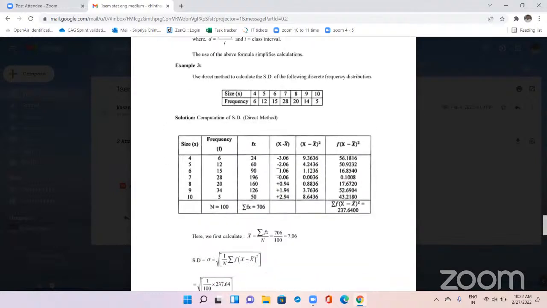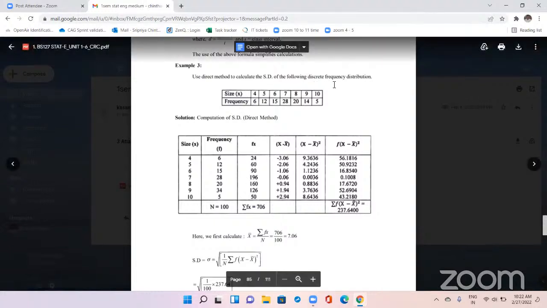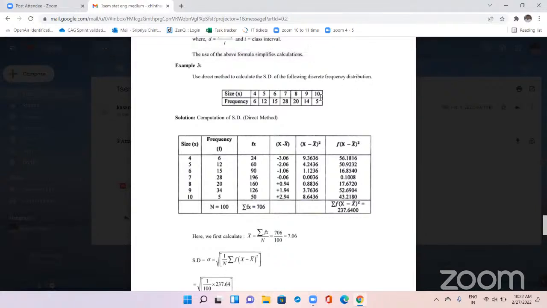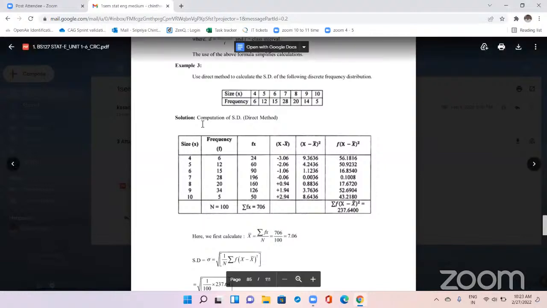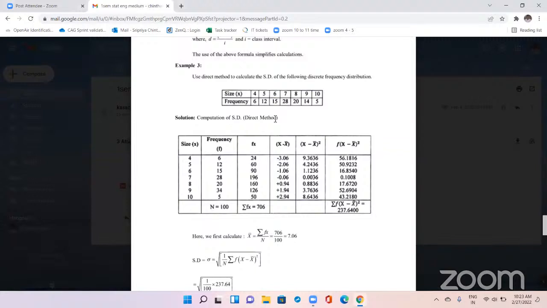Now coming to the third problem. Use the direct method to calculate the standard deviation of the following discrete frequency distribution. Size x: 4, 5, 6, 7, 8, 9, 10. Frequency: 6, 12, 15, 28, 20, 14, 5. Computation of standard deviation by direct method.